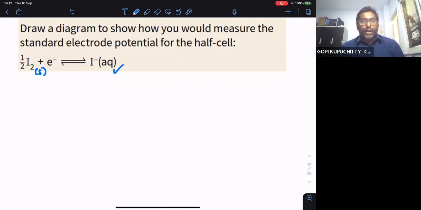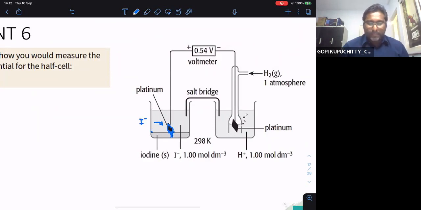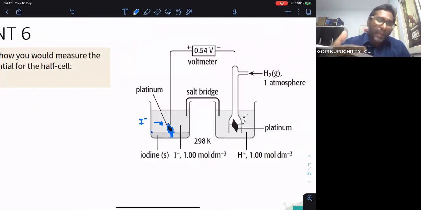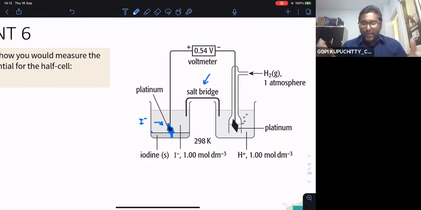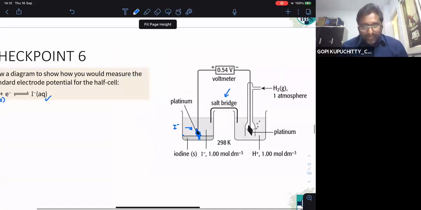But make sure, when you put the platinum wire, that the platinum comes into contact. You see, this is iodine solid. Half of it is coming into contact with the solid. Another half is going to be coming into contact with the I minus. So the solid is going to be at the bottom, and then the aqueous will be at the top, and then as usual, the salt bridge is going to combine and make the reaction happen. It's going to complete the circuit. So this is how you draw.